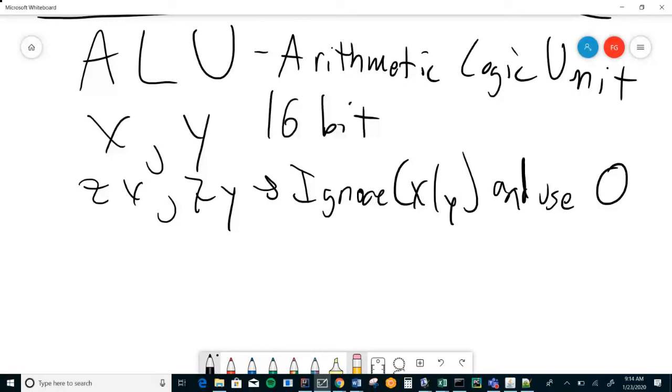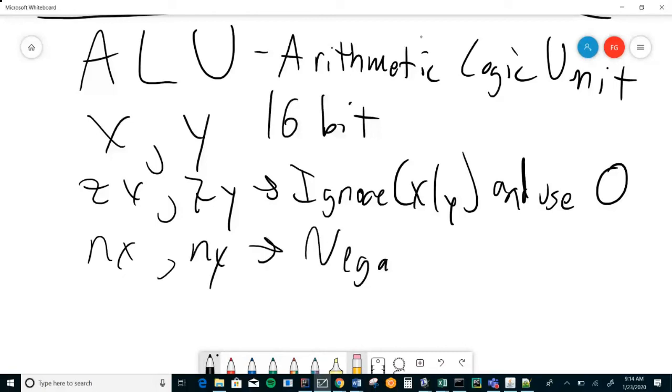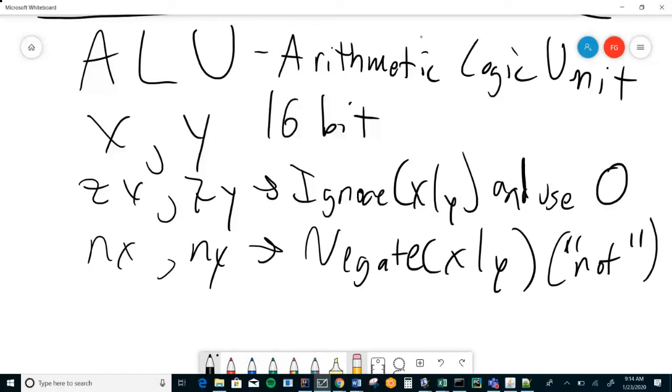Okay, so the next inputs are NX and NY. So these stand for negate X or Y. Now, by negate, we mean not. Just invert the bits. We don't mean perform 2's complement. 2's complement will turn out to be an emergent property of several ALU operations working together. So not x, not y is negate x or y.